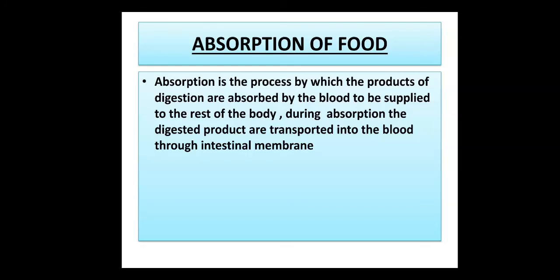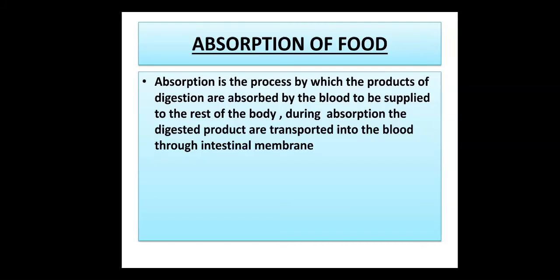As you can see on the screen here, absorption is the process by which the products of digestion are absorbed by the blood to be supplied to the rest of the body. During absorption, the digested products are transported into the blood through the intestinal membrane.